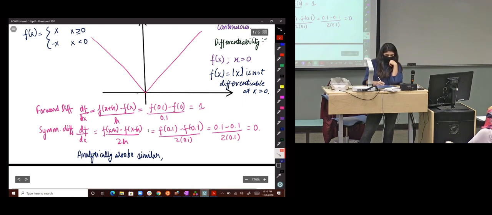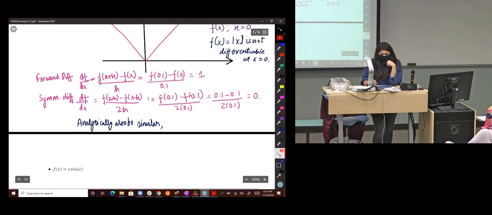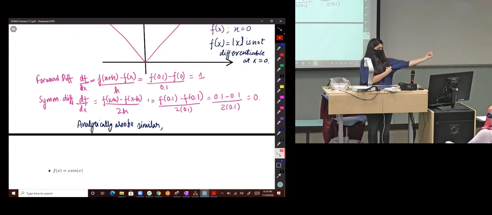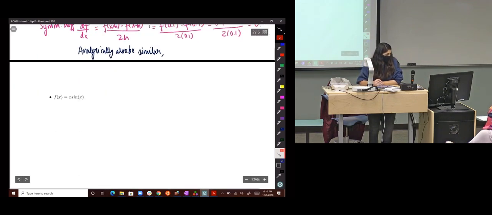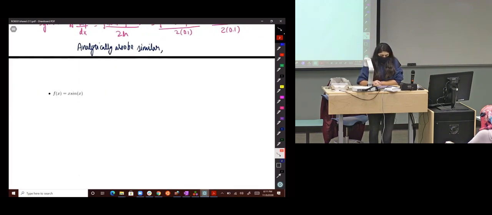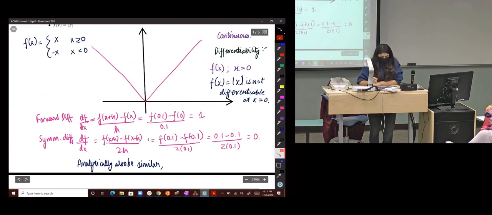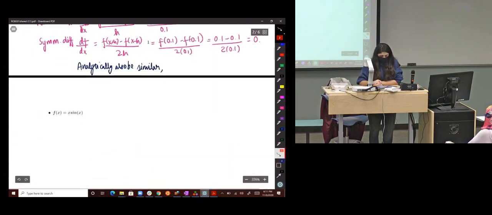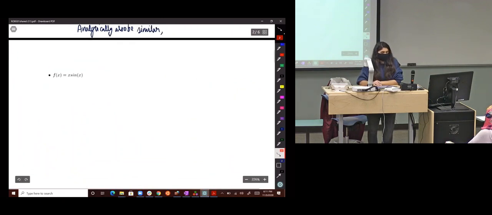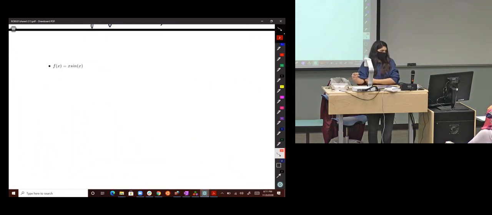which is what the symmetric difference found. The 0 slope, this one is -1, and this one is +1, which is the forward difference. Because it's changing too drastically, we can say that the function is not differentiable, right? Now, why is that important? We'll come back to that once we do Jacobians and root finding, but we'll see why we're doing this.